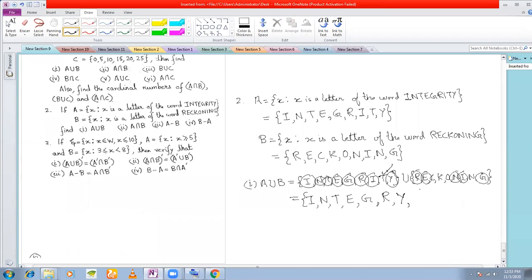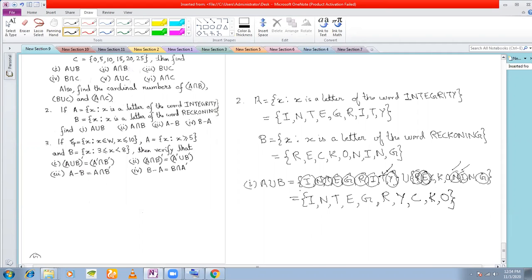And what about this set? C, R is here, we have already written here. E, we have already written. C, we have not written, so we'll write C. K, we have not written, we will write K. O, we have not written, we will write O. N, we have already written here. I, we have already written here. Okay, N, we have already written here. G, we have already written here. So this is your A union B.